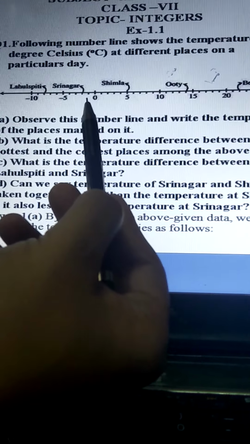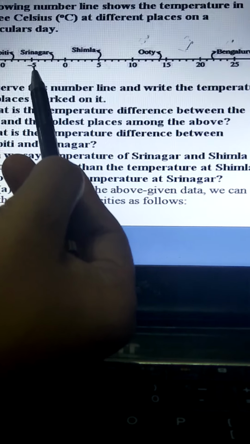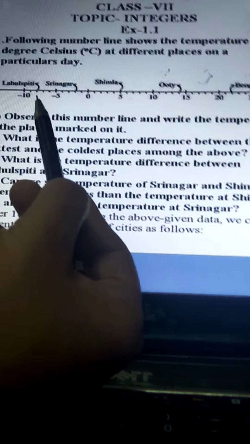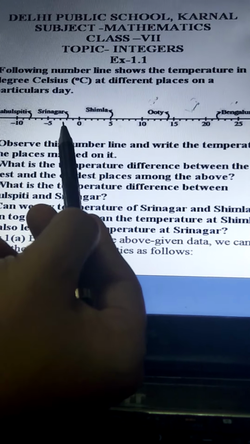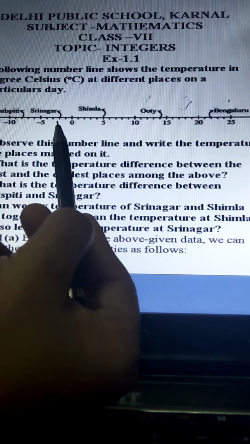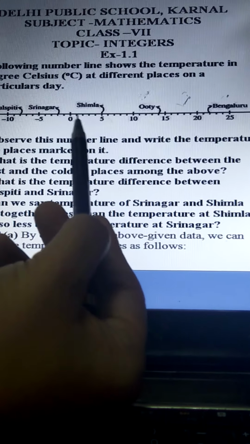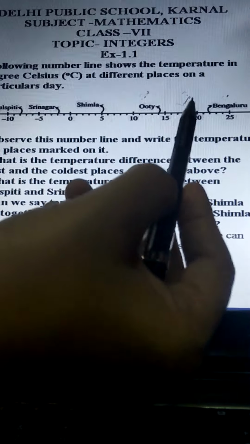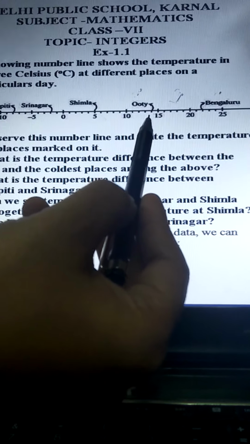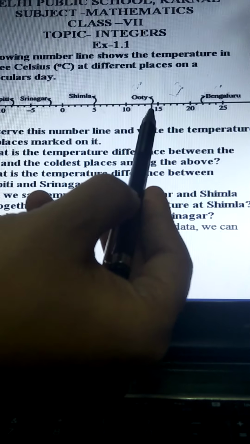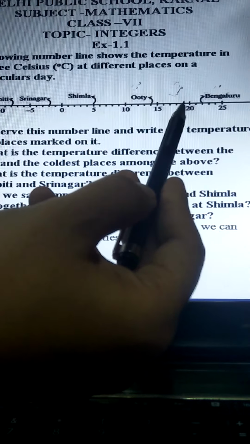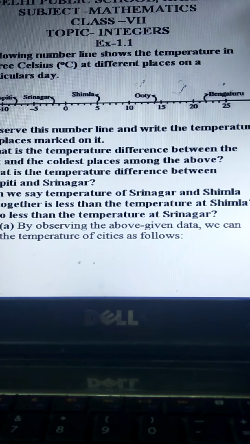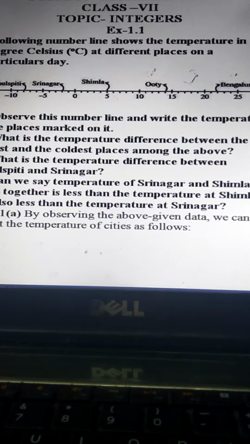So 0 is here, -1, -2, -3, -4, -5, -6, -7, -8. Right students? So temperature of Lahaul Spiti is -8. What is the temperature of Srinagar? It is 0, -1 and -2. What is the temperature of Shimla? Now Shimla is on the right of 0, so it will be +5. What is the temperature of Ooty? Again it is on the right of 0, it will be 10, 11, 12, 13 and 14. What is the temperature of Bengaluru? It is 20, 21 and 22 degrees Celsius. Right students?